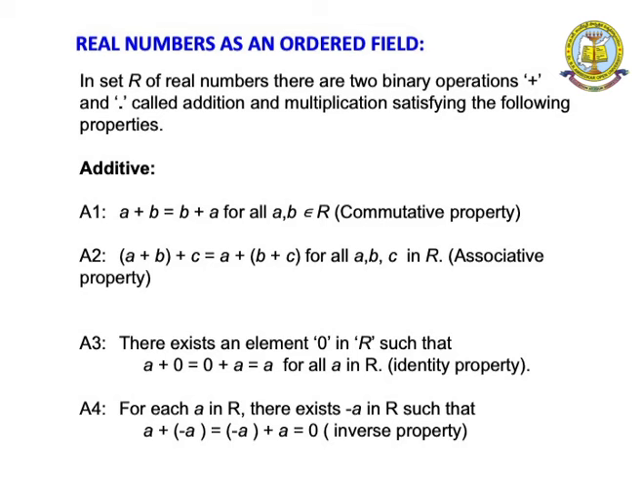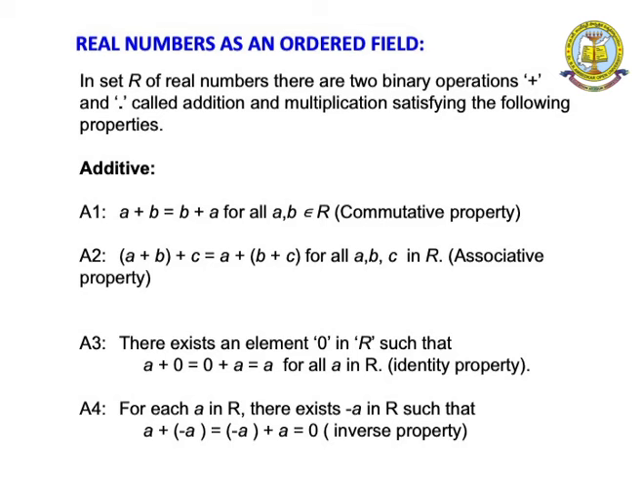Coming to the associative property, a plus b plus c equals a plus b plus c, that is (a + b) + c = a + (b + c), for all a, b, c belonging to R. Now coming to the identity property, if there exists an element 0 belonging to R such that a plus 0 equals 0 plus a, which again equals a, for all a in R, then we can say here 0 is the additive identity in R.